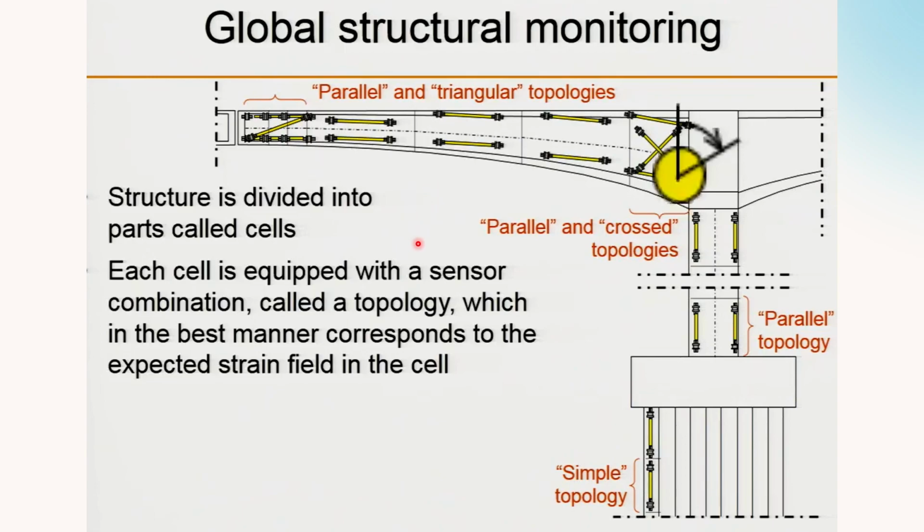The structure is divided into parts called cells. For bridge monitoring, each cell is equipped with a sensor combination called a topology, which corresponds in the best manner to the expected strain field in the cell.